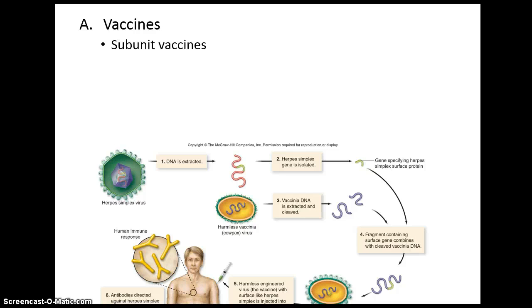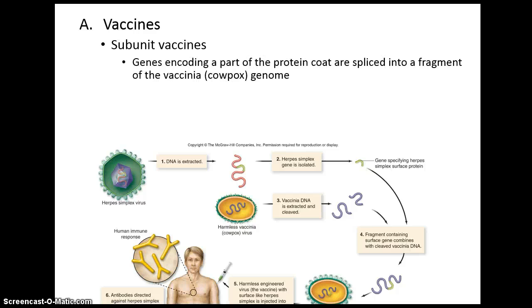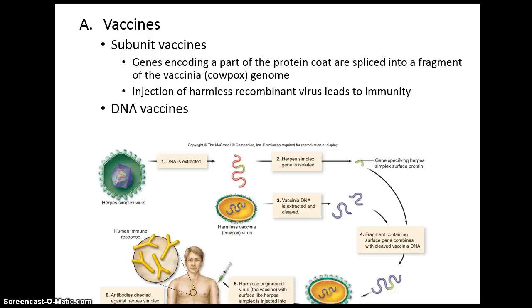Vaccines are also used. We use bacteria to make them. Subunit vaccines have genes that encode for a part of the protein coat specific to a disease, for example, cowpox. You inject this into a human, and we are able to make the antibodies necessary for immunity. DNA vaccines are also made, but they depend on the cellular immune response. So we're not looking at immunity there.